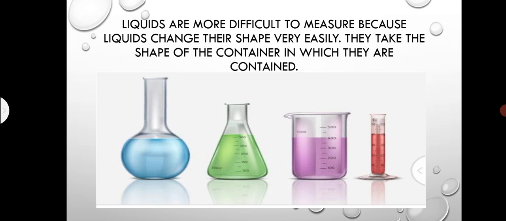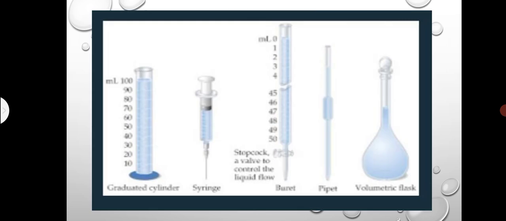Now liquids are more difficult to measure because liquids change their shape very easily and they take the shape of the container in which they are contained. To measure the liquids, we need some measuring equipments which should have a scale on them. So the first one is the graduated cylinder. It is also called a measuring cylinder, and there's a scale you can see on it.